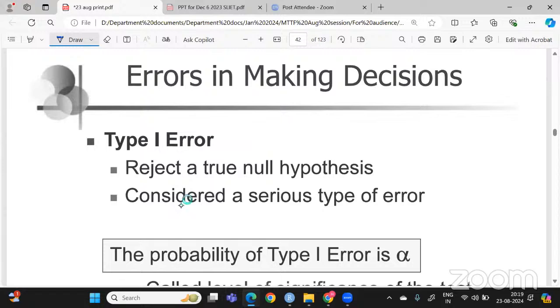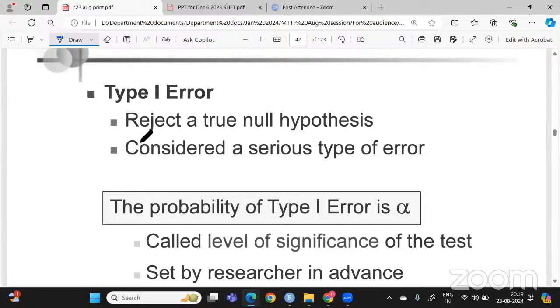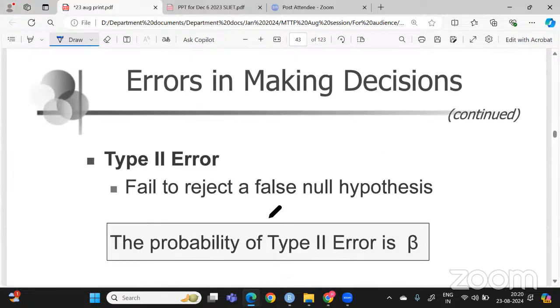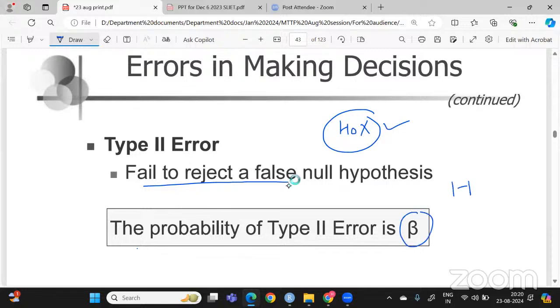Okay, so I already explained to you the meaning of type 1 error. Type 1 error means the chances that we are rejecting the null hypothesis when the null hypothesis is actually true. The probability of type 1 error is defined as alpha, and it is also called the level of significance. Now what is type 2 error? When we accept the null hypothesis when our alternative hypothesis is true. Fail to reject a false null hypothesis. Fail to reject means our null hypothesis is false, but we are accepting it. That is called type 2 error. The probability of type 2 error is called beta, and 1 minus beta is called power. I think you discussed it yesterday, I don't know.